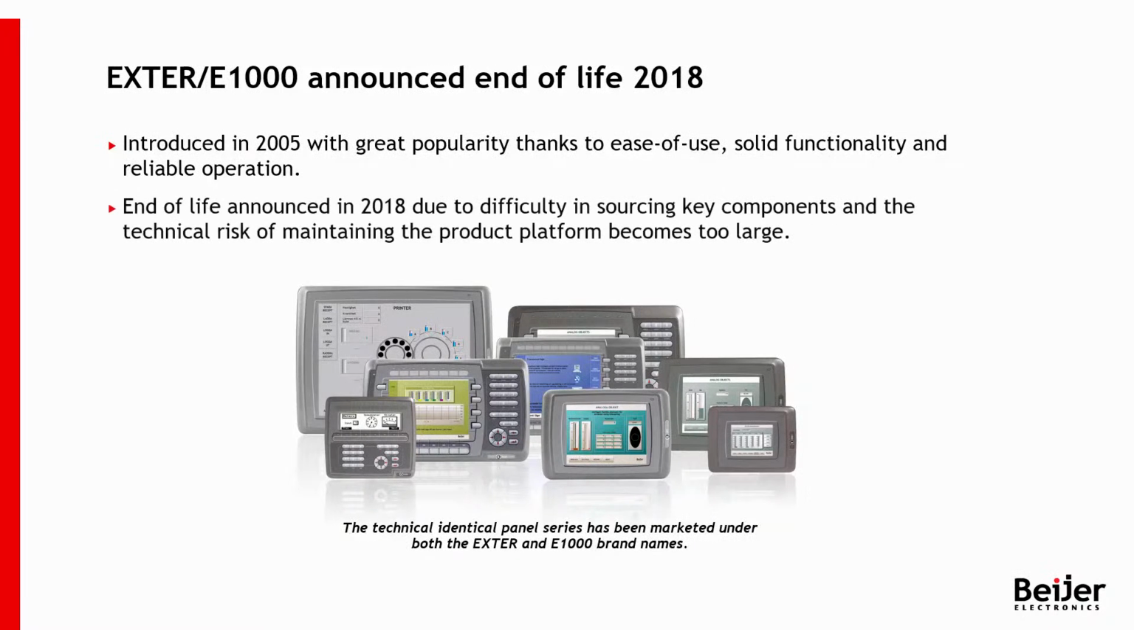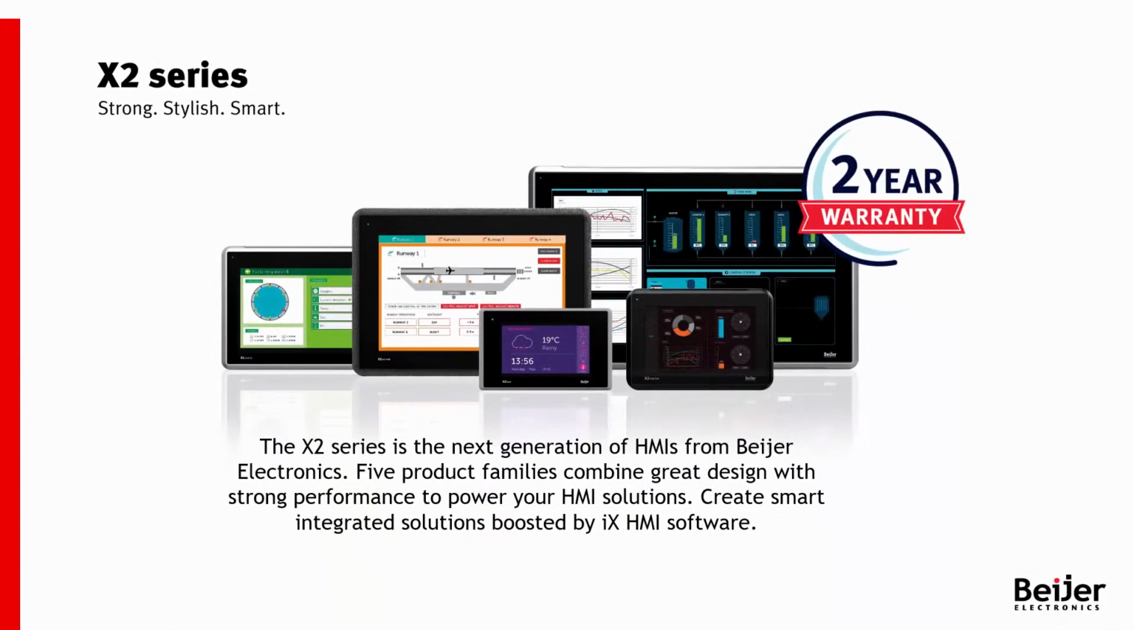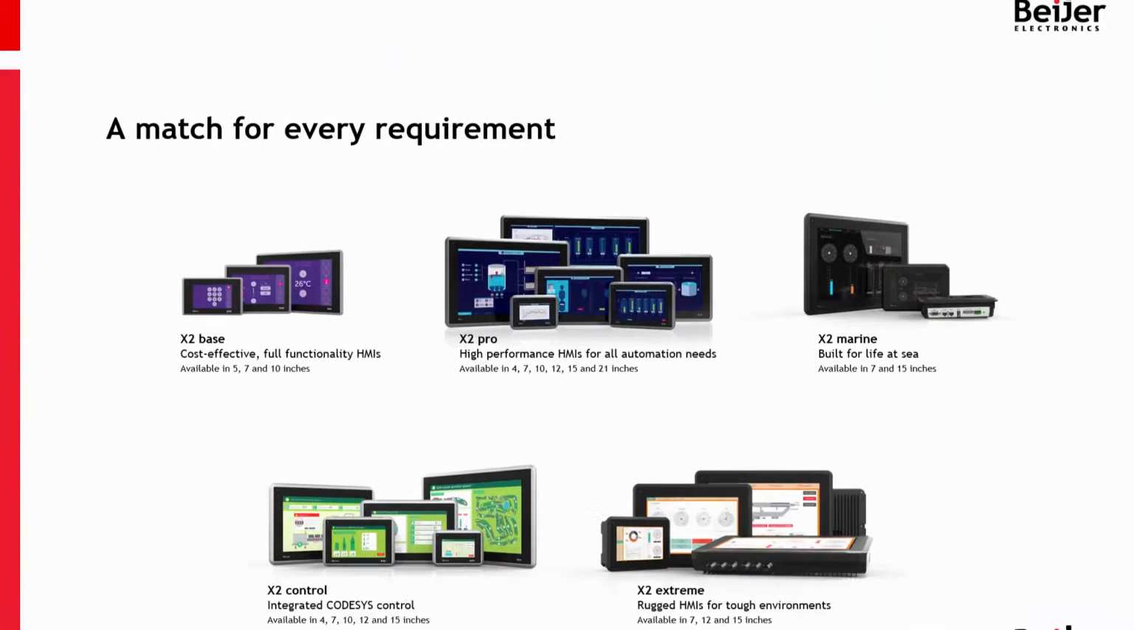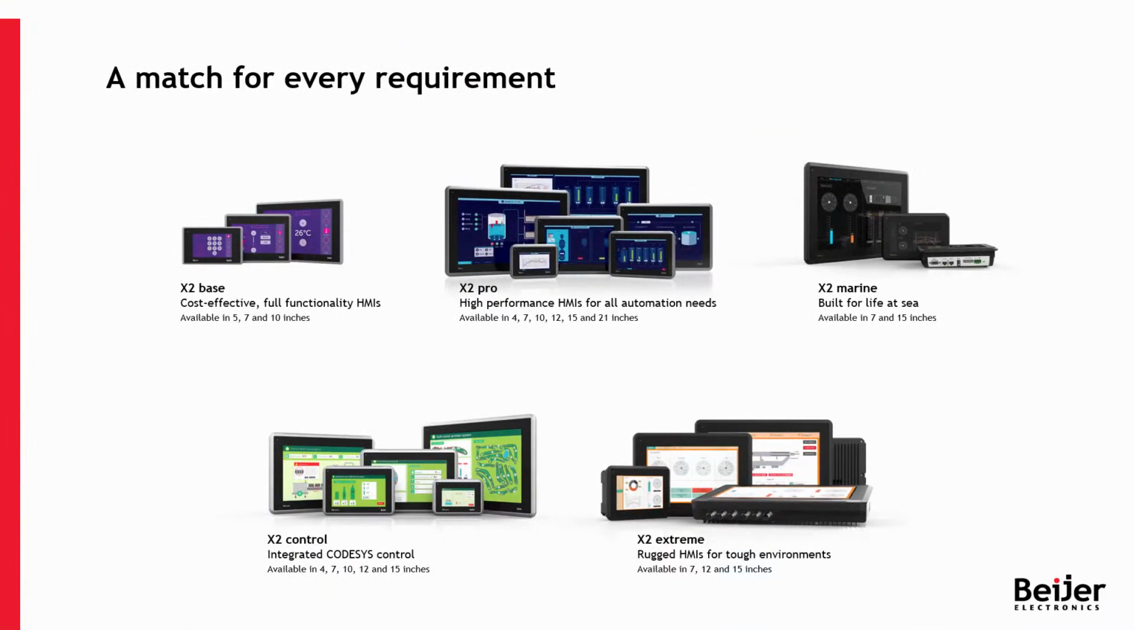Now, key components have become difficult to source, and the technical risk of maintaining the E1000 and EXTER product platform has become too large. The replacement of the E1000 and EXTER is the X2 HMI series. The X2 series is the next generation of HMIs from Bayer Electronics. 5 product families combine great design with strong performance to power your HMI solutions.